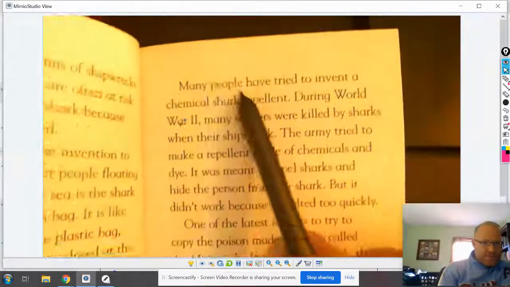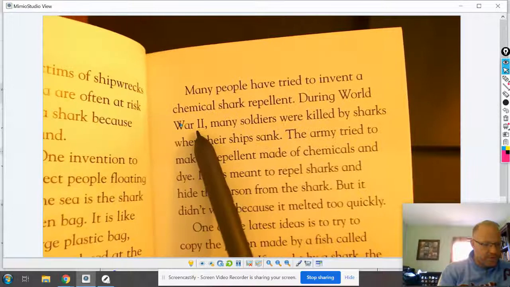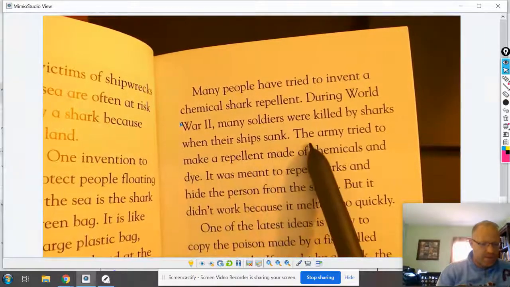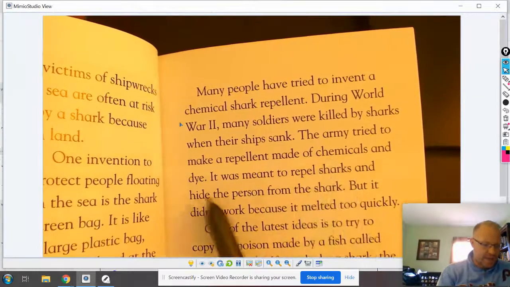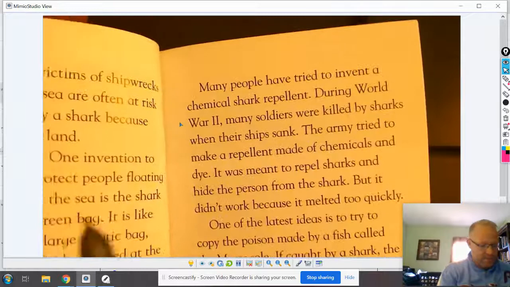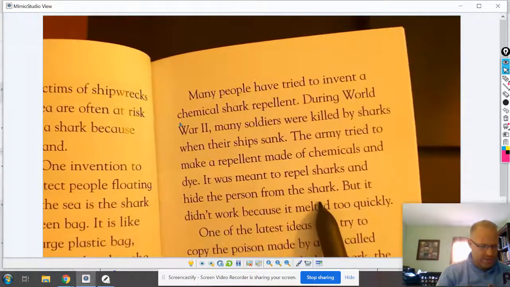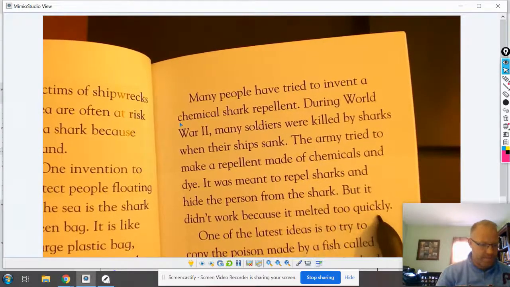Many people have tried to invent a chemical shark repellent. During World War II, many soldiers were killed by sharks when their ships sank. The army tried to make a repellent made of chemicals and dye. It was meant to repel sharks and hide the person from the shark. But it didn't work because it melted too quickly.